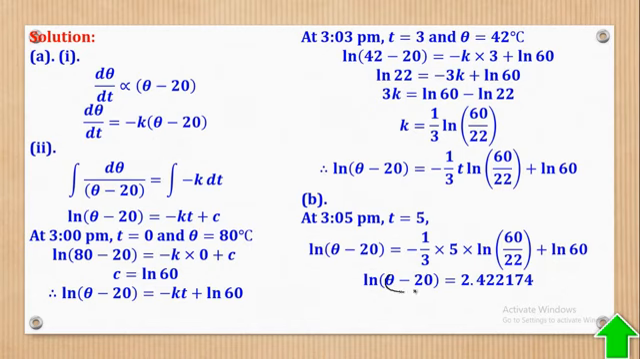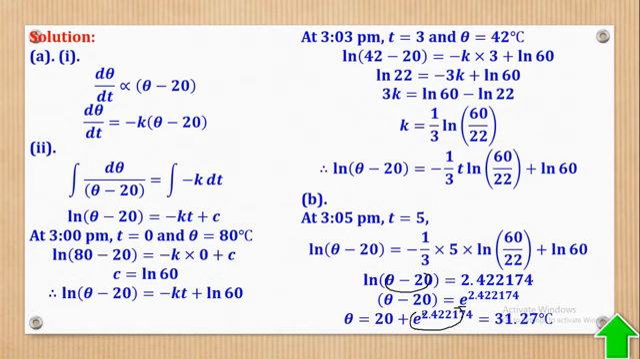Then I will have to make this one the subject. To make it the subject, I'll have to put in exponential. So theta minus 20 is equal to e to the power, or you can just press to get this exponent sign on your calculator. If you have fx 991 or fx 100, you just press the shift button. After pressing the shift button, you press the button for ln. When you press that, you'll see the letter e on your calculator. After that letter, just press the value 2.422174 and press the equal sign. When you press the equal sign, you'll get the value of this.